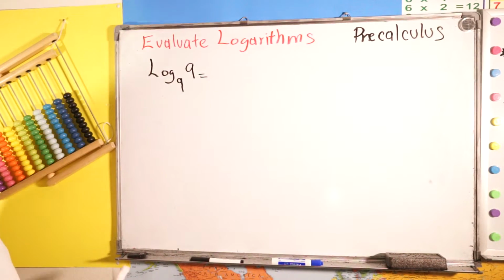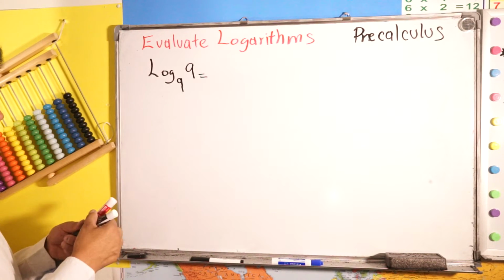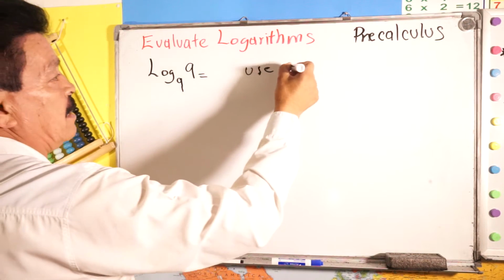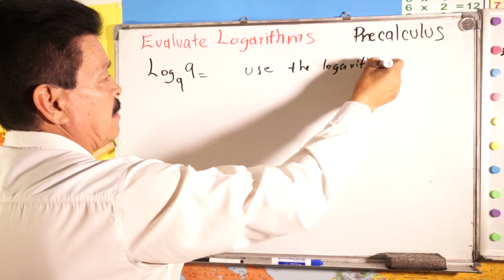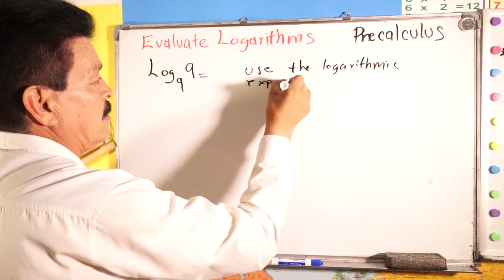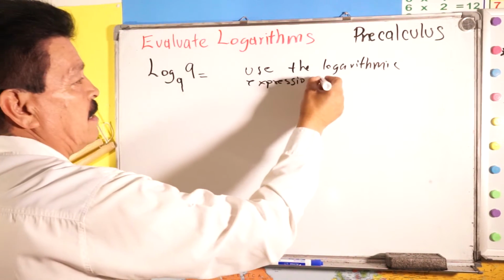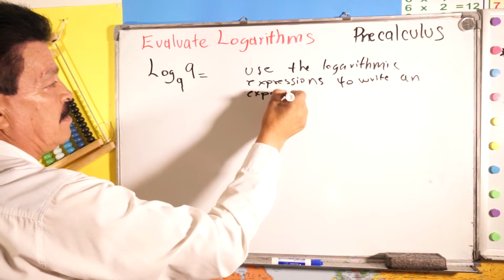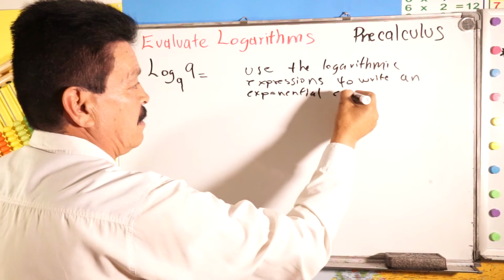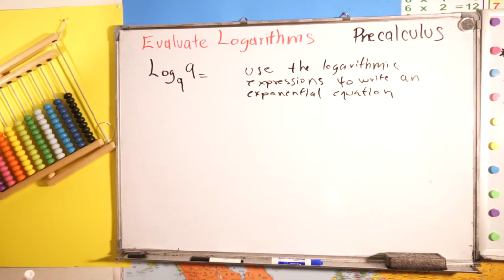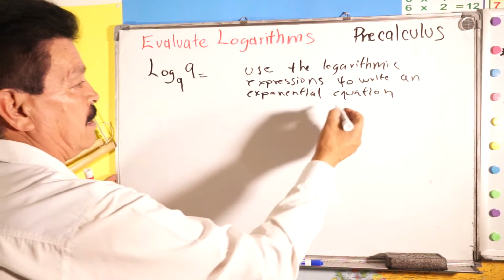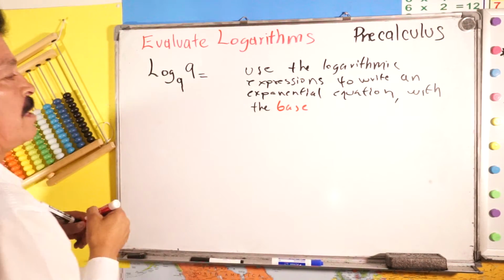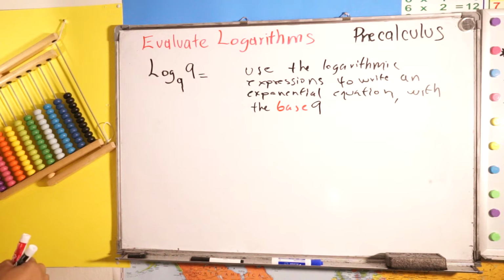All right, so we have log base 9 of 9. Here we use the logarithmic expression to write an exponential equation, in this case with the base 9. And then solve it.